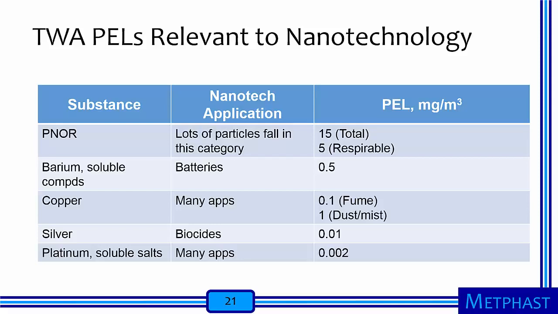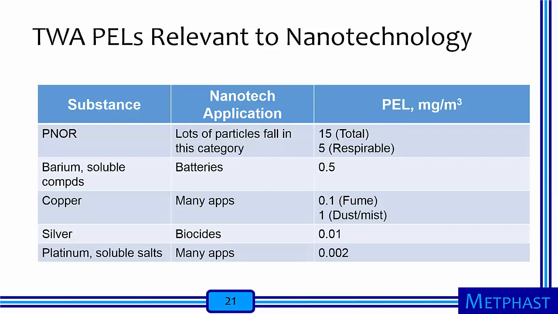Here I've compiled a list of permissible exposure limits from OSHA for metals that are relevant to nanotechnology. Particles not otherwise regulated covers all particles that do not have a specific PEL based on their chemistry. Many particles used in nanotechnology fall into this category. The PEL that we found on the website for PNOR is 15 milligrams per meter cubed when measured as total dust, or 5 milligrams per meter cubed when measured as respirable dust. These concentrations are very high. Dust at this level would in most cases be visible as a cloud to the naked eye.